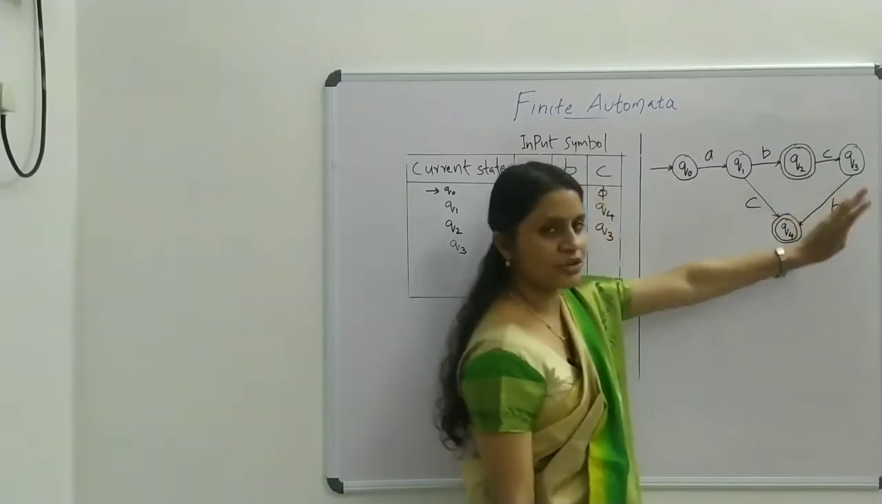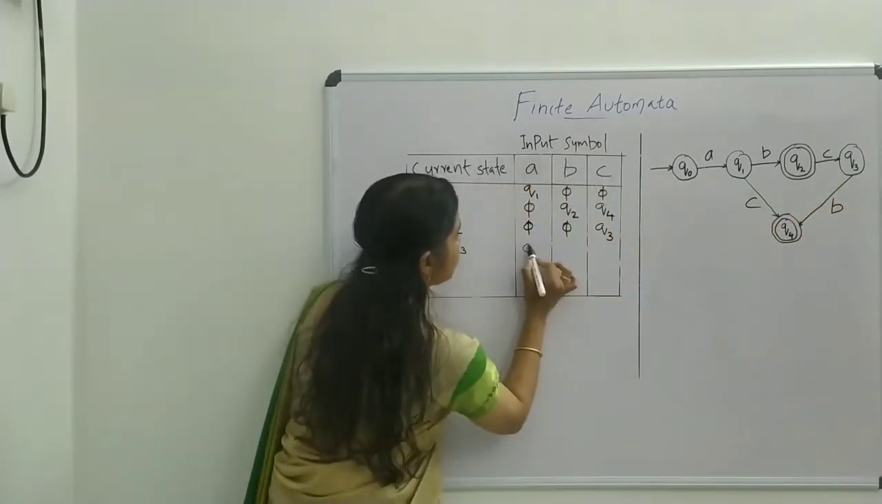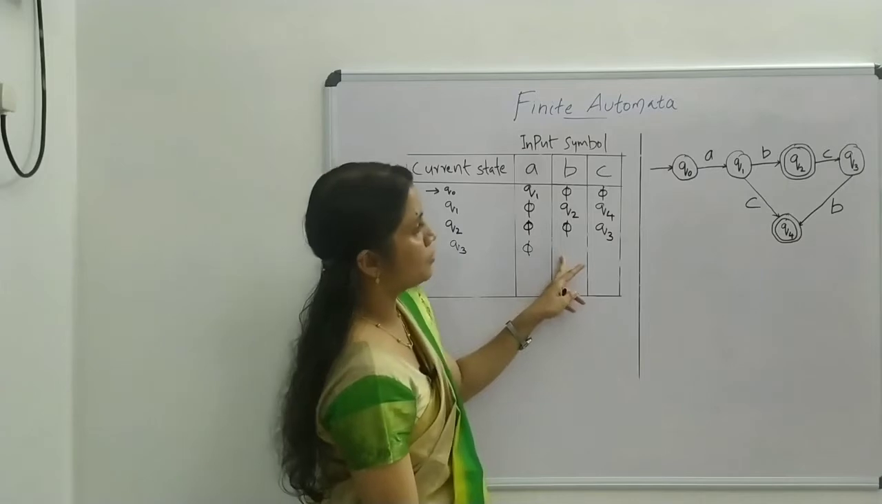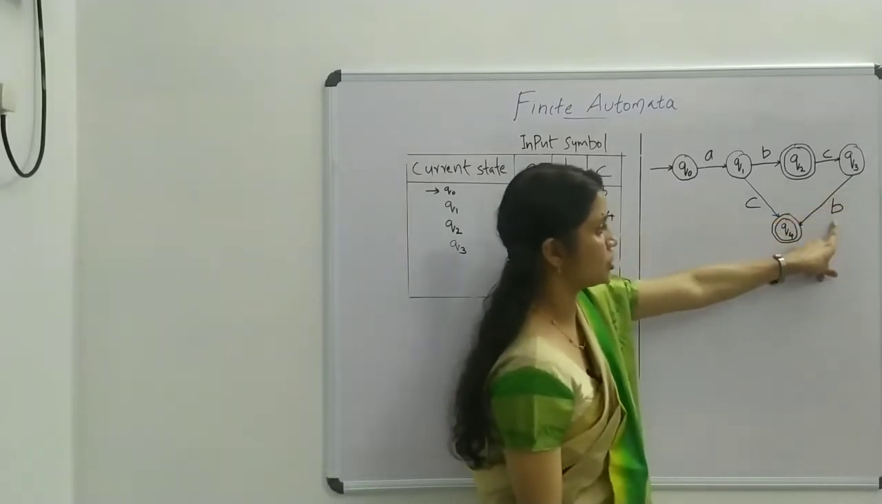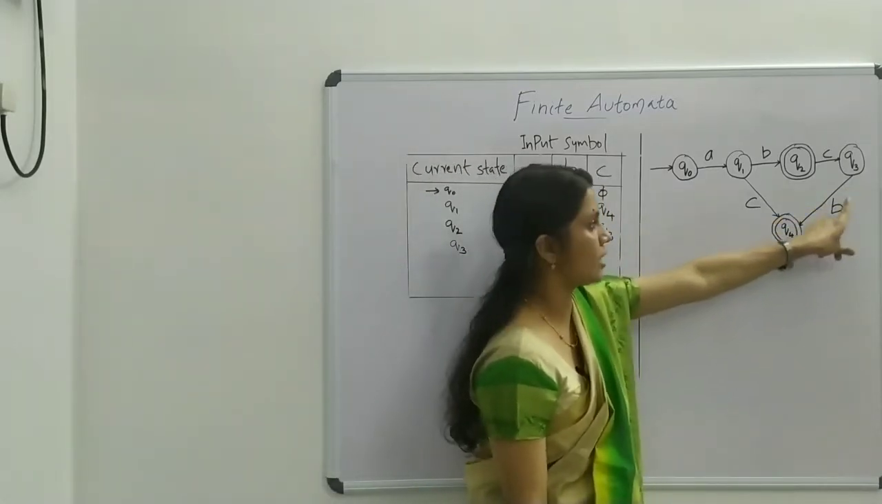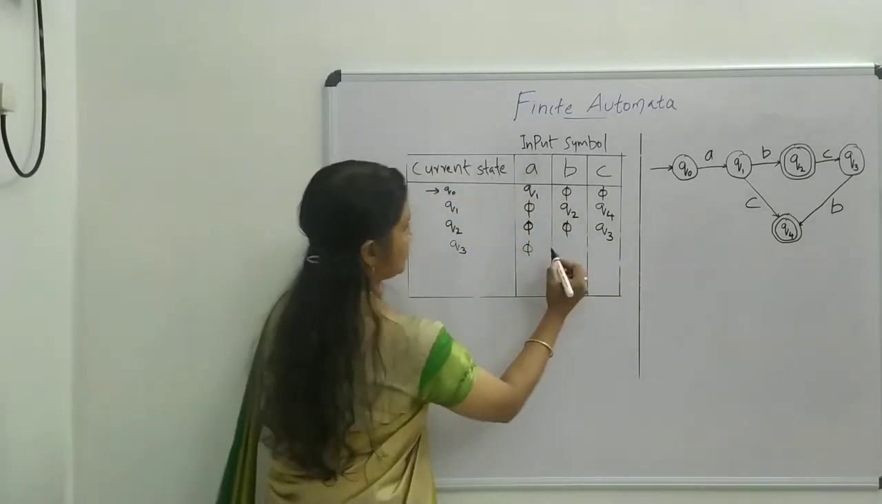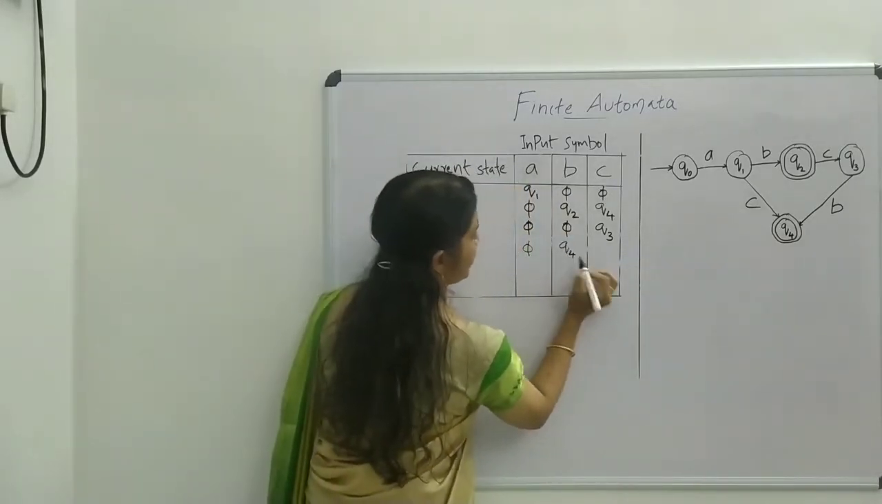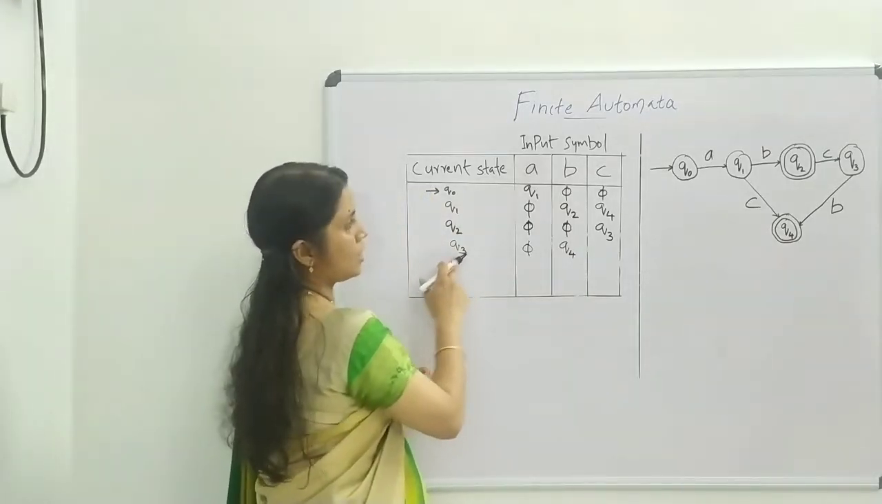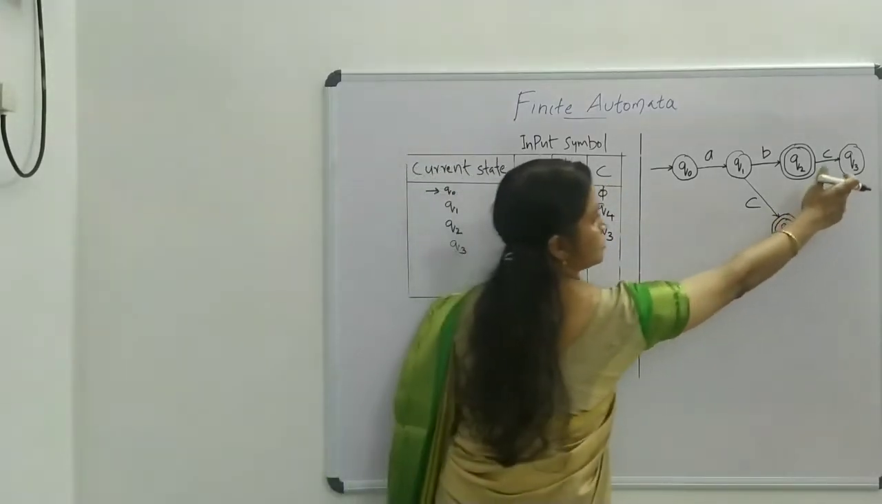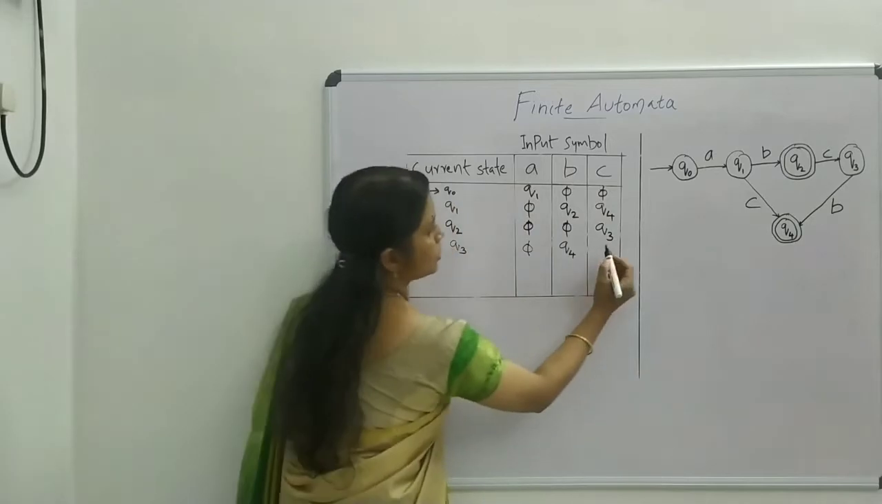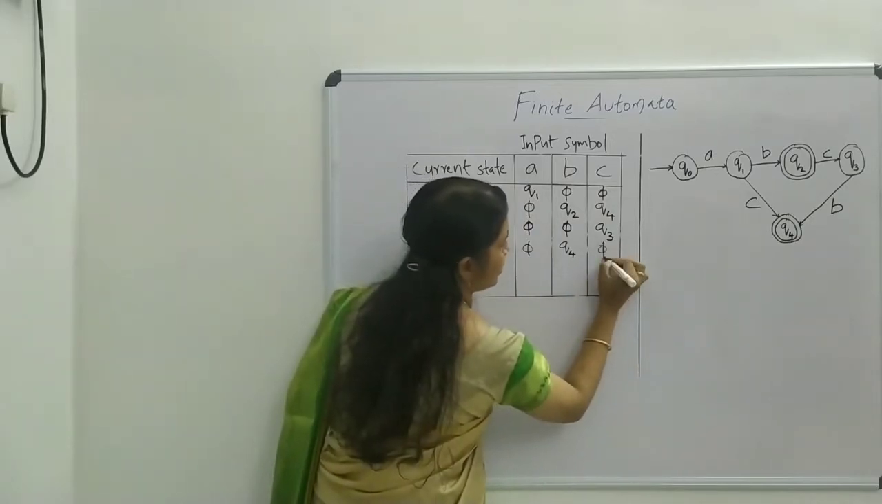Input symbol A, no transition, so it is represented as null. B: Q3 has a transition. On input symbol B, the transition goes to the state Q4. Then Q3 on the input symbol C, no transition is there, so it is none.